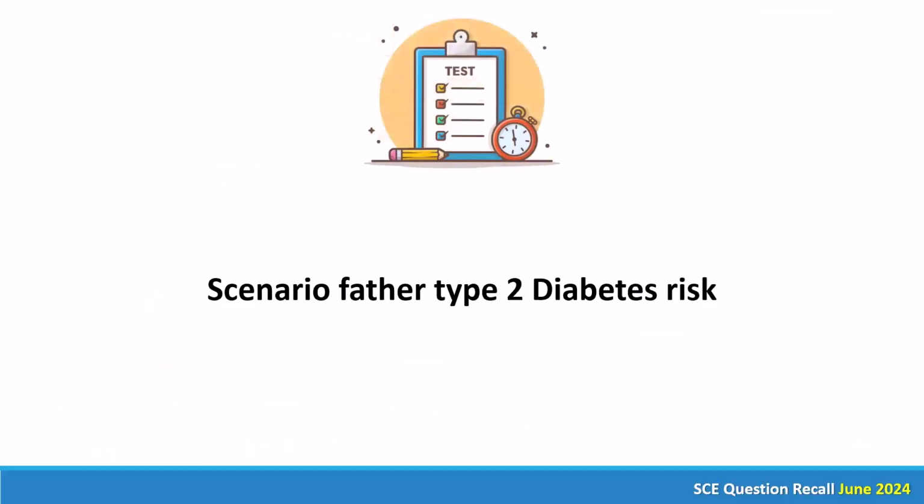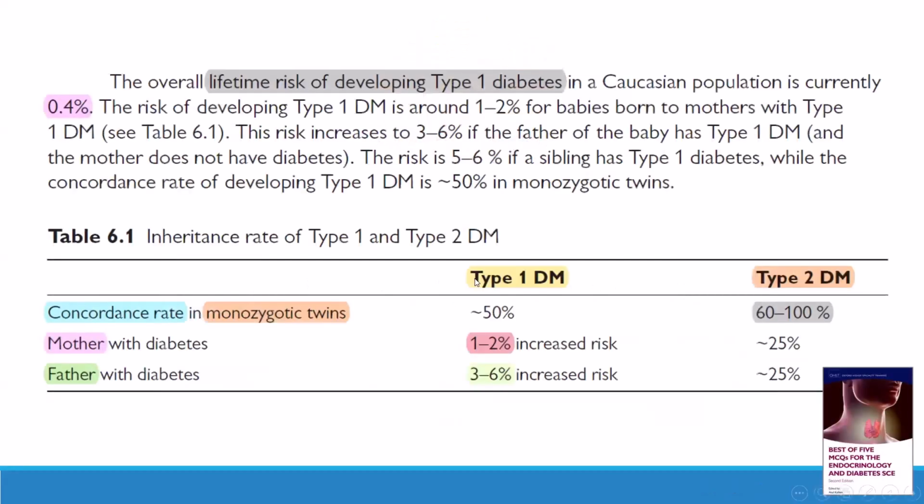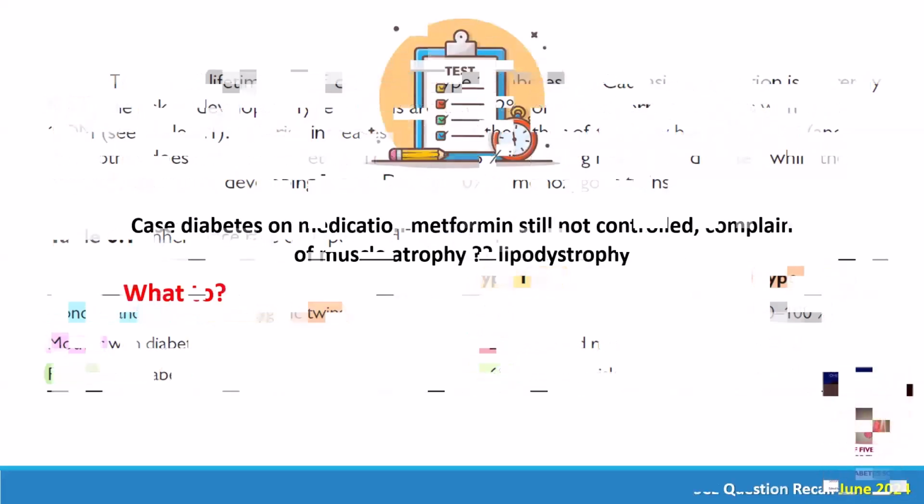If the father has type 2 diabetes mellitus, what is the risk of inheritance for his offspring? What is the percentage? 2 to 6%? Type 2, not type 1. Type 2. No, 25. Yes, 25. So don't forget between type 1 and type 2, 25% for type 2. But if the father has type 1, the risk is 3 to 6%.